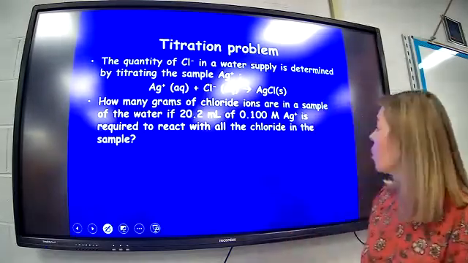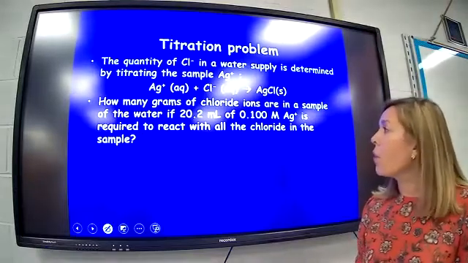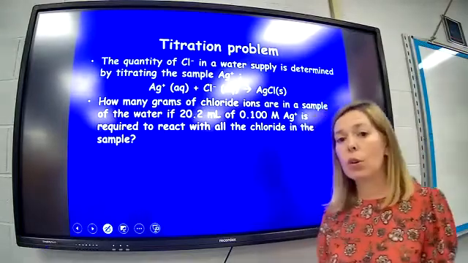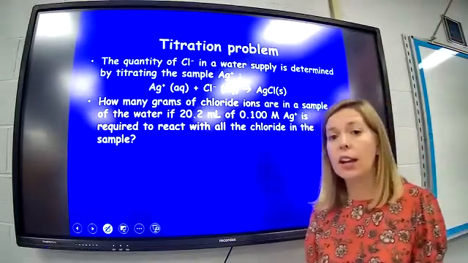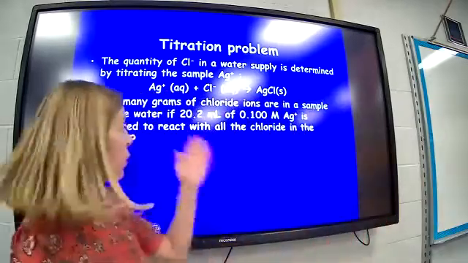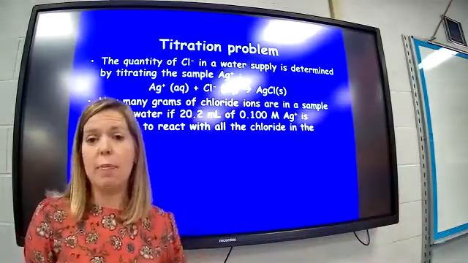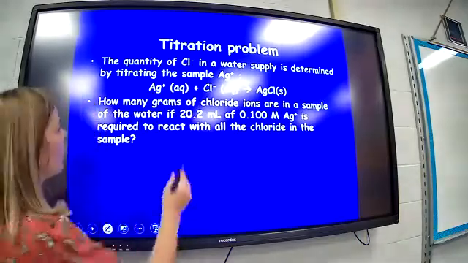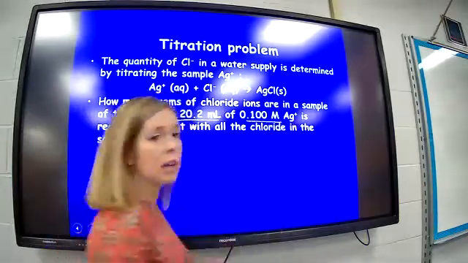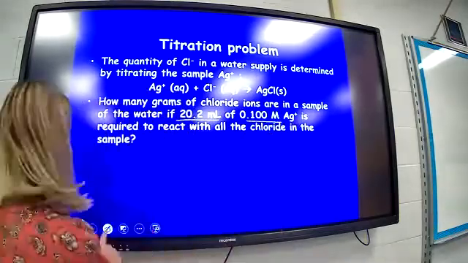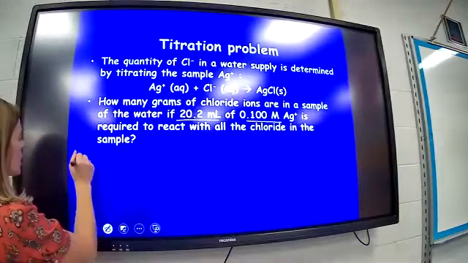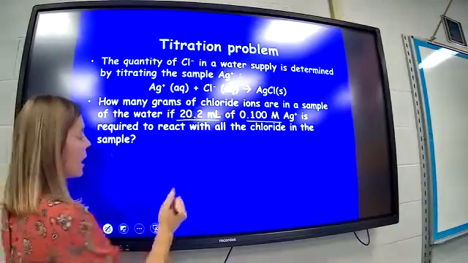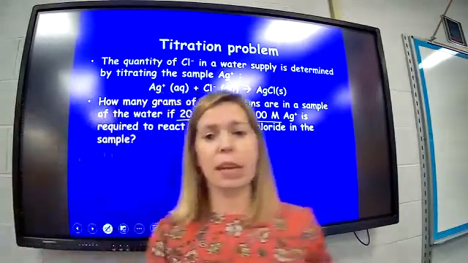So how many grams of chloride ions are present in a sample of the water if 20.2 milliliters of 0.1 molar silver ions is required to react with all the chloride in the sample? Okay, so our equation was already written for us, so we don't have to do that. Your next step is always find moles. So from what we're given, we want to find moles. We have molarity, so that's going to be 0.1. We have our volume, except molarity has to be in liters.